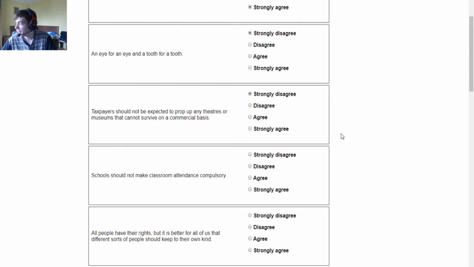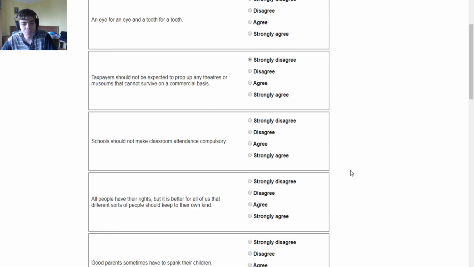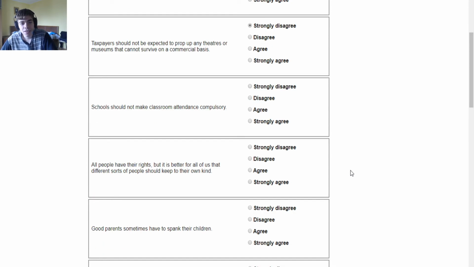Otherwise, basically everything art related will just turn into entertainment, and we would no longer have art for just the idea of enlightening the human spirit, I guess you can say. But you can have commercial museums and theaters as well, private ones to compete with the public ones, no problem. Schools should not make classroom attendance compulsory.